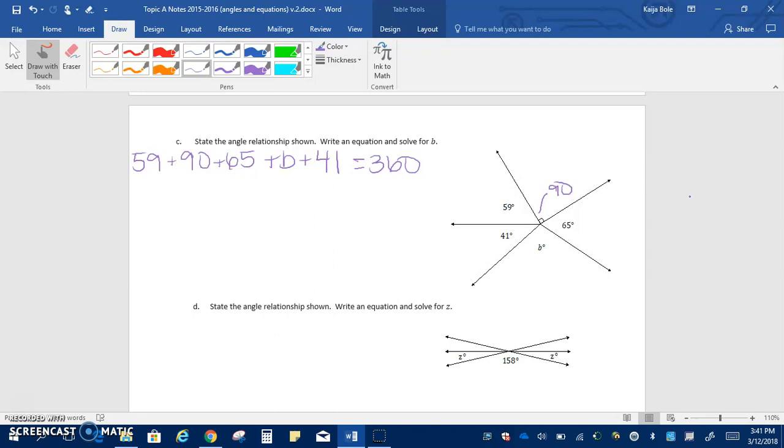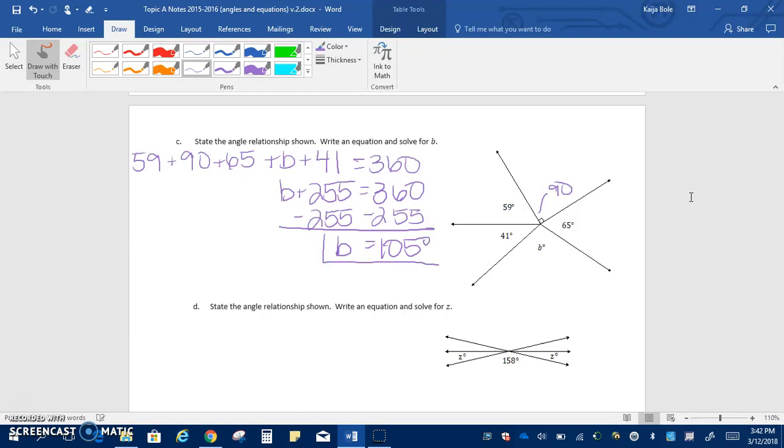So when I combine like terms, I get B plus 255, when I add them all up, equals 360. I subtract 255 from both sides, and I get B equals 105. And when I go back and check to make sure I don't have to multiply by anything here, that's my final answer. So B is 105 degrees.